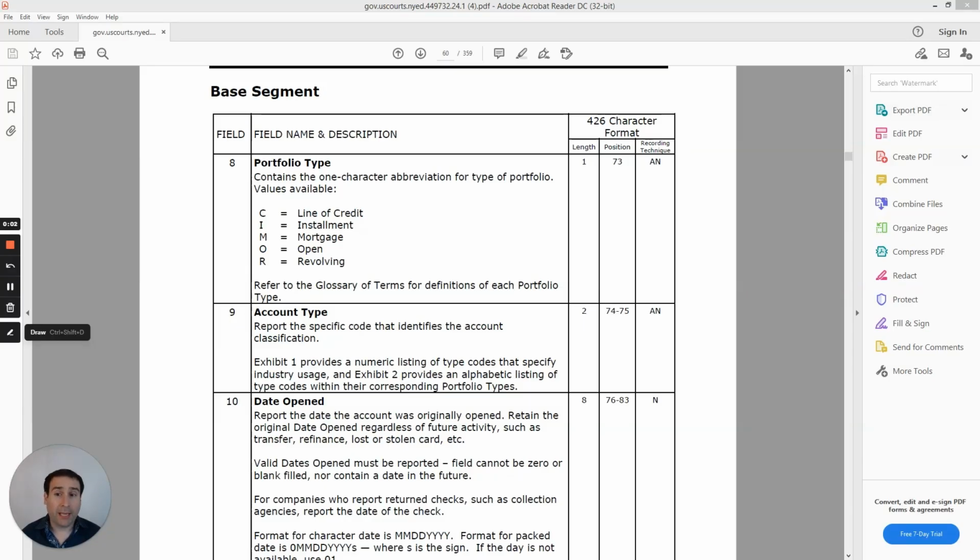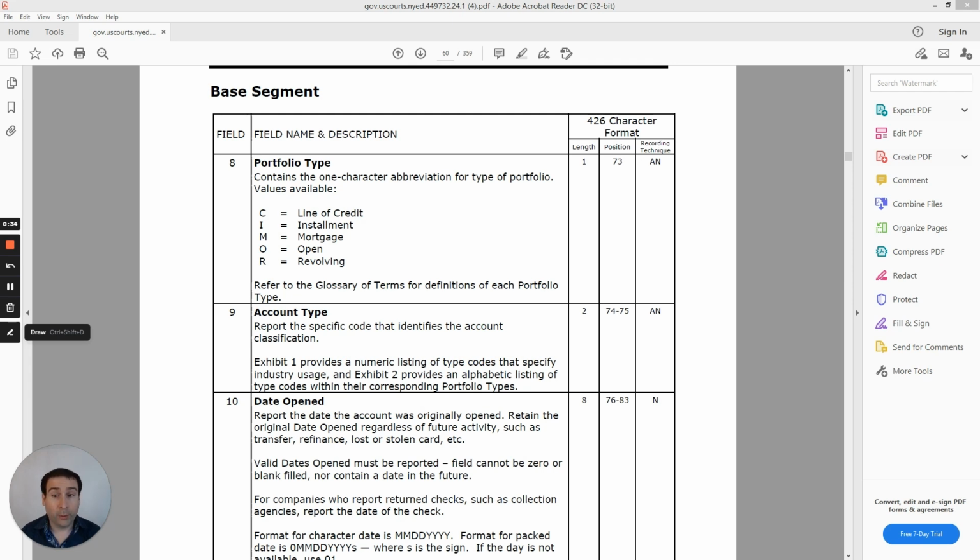Base segment field number 8 is your portfolio type. Portfolio type is an extremely important field because every piece of credit is assigned one of these 5 portfolio types. Additionally, the different types of data that can populate the other fields are dependent upon the portfolio type. In other words, a credit card is going to have different types of data than a mortgage in some of the other fields.